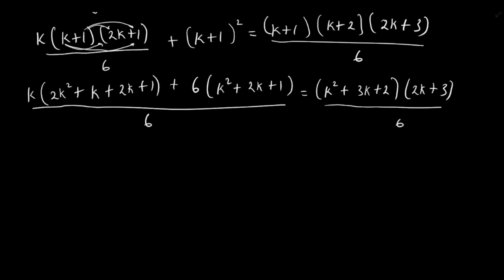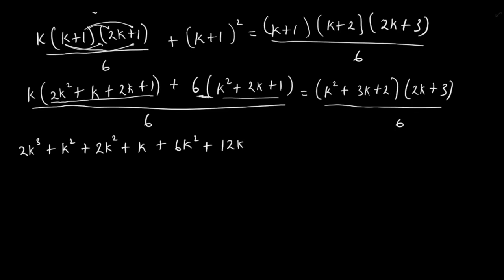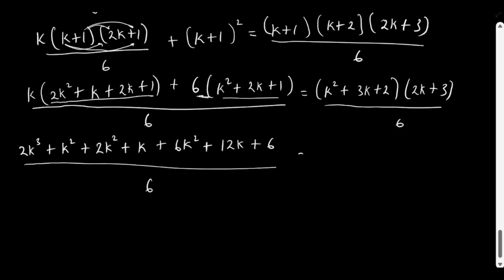So I have to multiply all through by k. I mean this expression, I'm going to multiply this expression all through by k. So we have 2k cubed plus k squared plus 2k squared plus k plus 6k squared. I'm here now multiplying 6 by all these terms, right? We have 6k squared plus 12k plus 6 all over 6 is equals to, I'm going to expand this now.